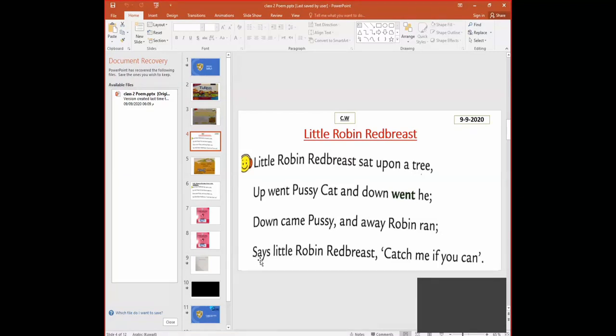Says little Robin Redbreast, catch me if you can. Once again, says little Robin Redbreast, catch me if you can. Thank you, Albatul. Welcome, good girl. Teacher, very good girl.